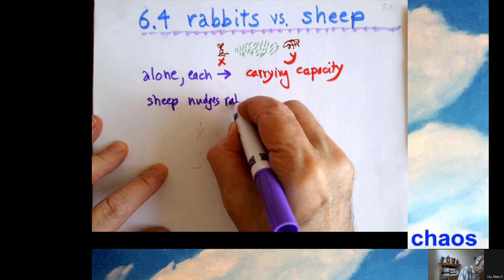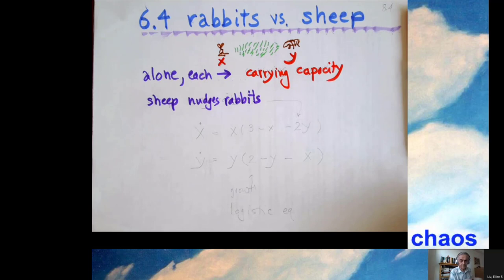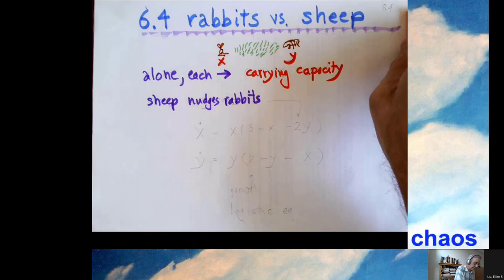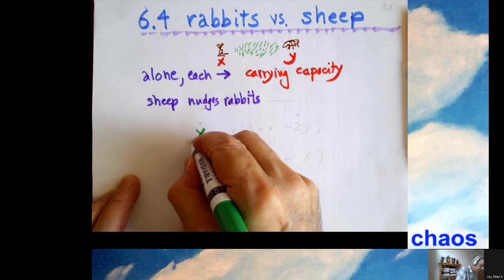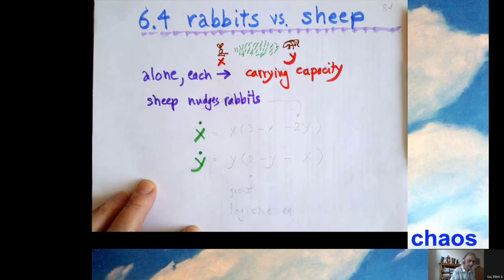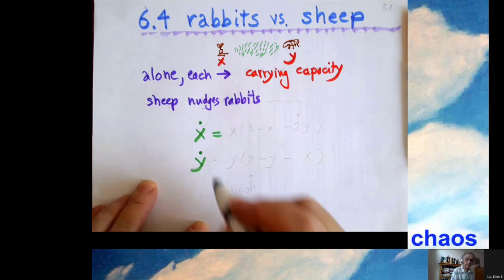So now they're together and you have to figure out how do they survive or not survive together. And here is the simplest idea. If there are very few rabbits and very few sheep on a big, big field, they can ignore each other because it's rare that a sheep will run into a rabbit.